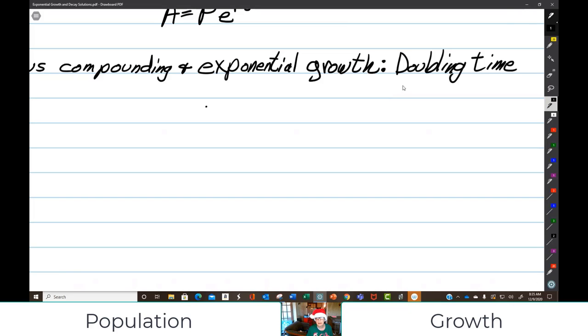Is the ln of 2 over the growth rate, which is called either R or K. And that's the time it takes for the initial amount, whether it's an initial amount of people or bunny rabbits, an initial amount of bacteria, an initial amount of money. It doesn't matter. The time it takes to double the original amount is always going to be the ln of 2 over the growth rate. I think that's cool.